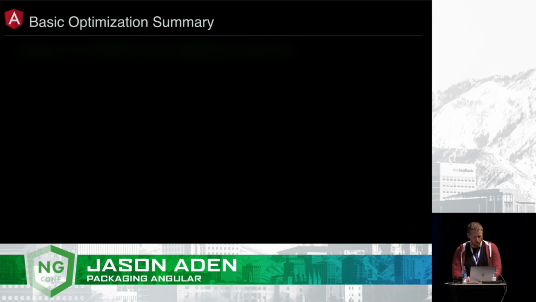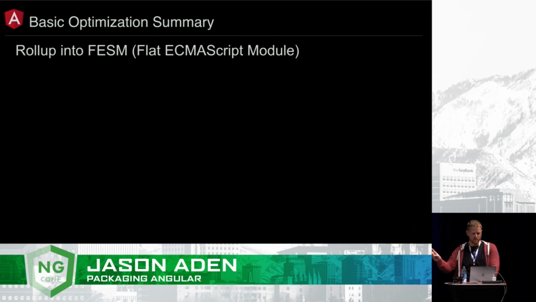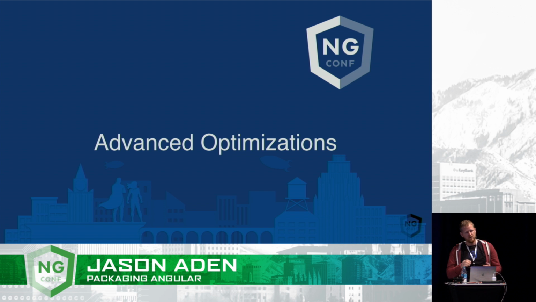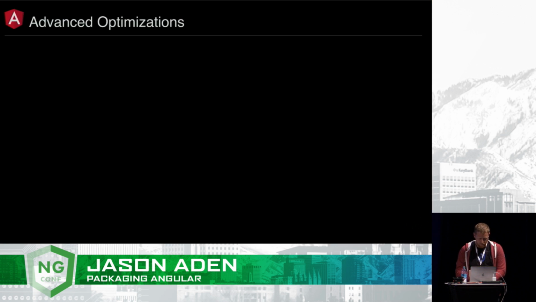All right. So real quick summary, we want to roll up into FESMs. We want to ideally inline our HTML and CSS into the distribution JavaScript. And for NGC, we need to add these two keys to the tsconfig. All right, a couple advanced optimizations. I'll try to blitz through these.